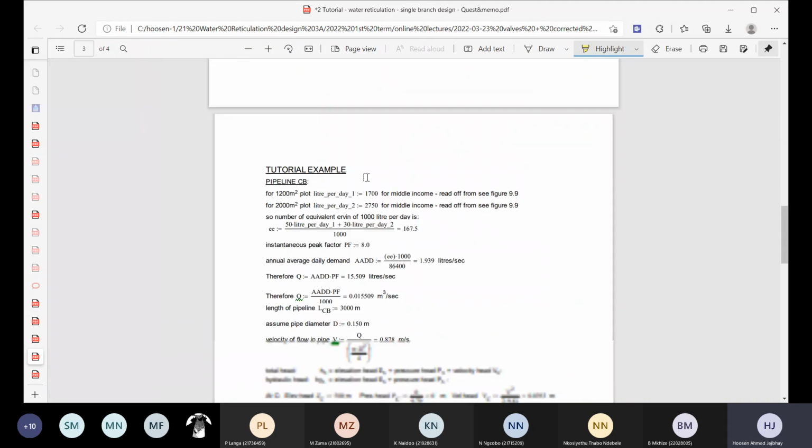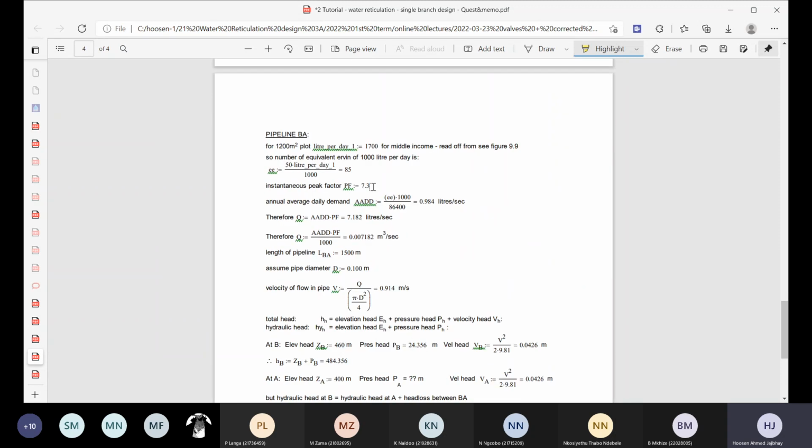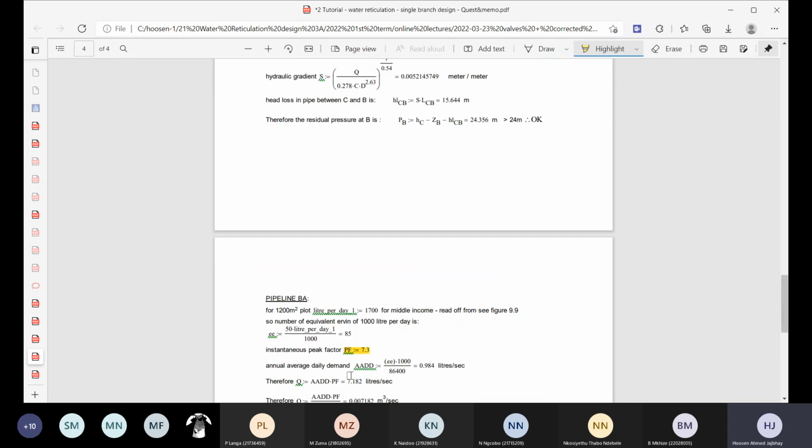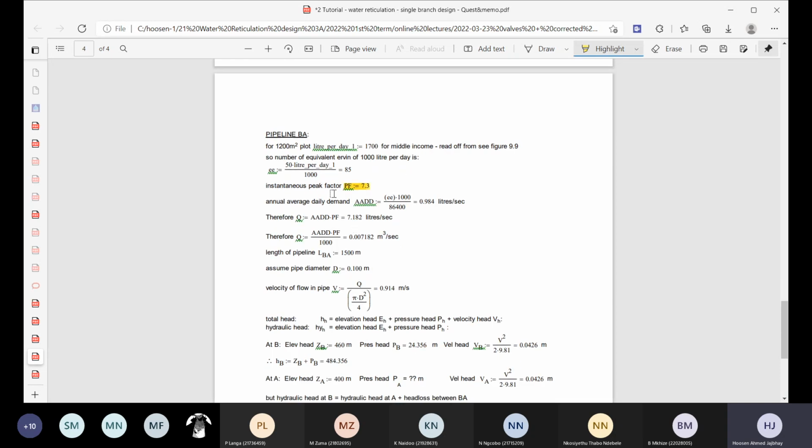Right, so this was the memo that was given. The pipeline CB, there's no problem with that. In pipeline BA, the error occurs here. It says here the peak factor is 7.3. It cannot be a lower peak factor than the first pipeline CB, because pipeline CB is serving more units. The equivalent urban is about 168, whereas for pipeline BA, the equivalent urban is 85. The fewer the urban, obviously the larger will be the peak factor. So obviously there was an error in that, and I have gone ahead and corrected that.